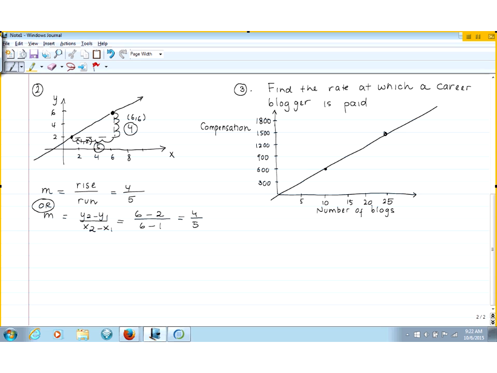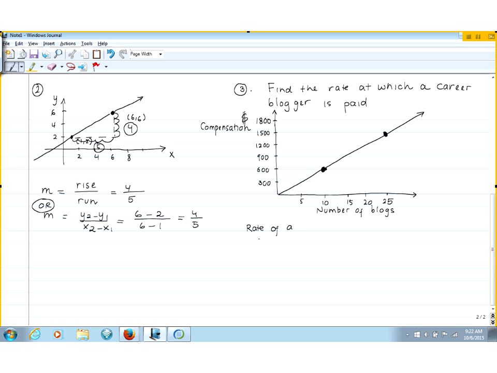All right. So it looks like this. Oh, it stops here. It cannot be below 0, right? Because you cannot have a negative pay, can you? So for real life applications, we usually talk about quadrant 1. So find the rate at which a career blogger is paid. So this is in dollars, and this is the number of blogs.